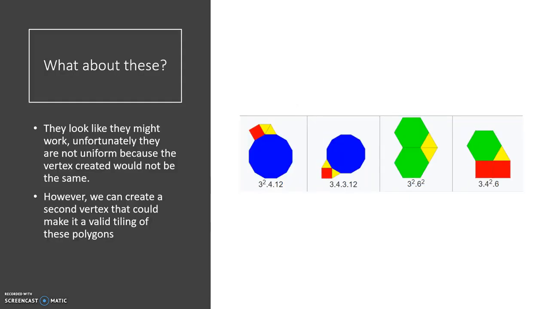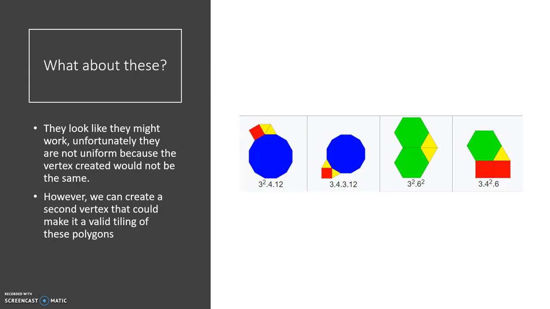All right, now what about these? These look a little bit better. They look like they might actually work. But if you notice, again, if you were to add on to these, what would you put on the other side to create a vertex that's the same everywhere, right? The same arrangement at every vertex. The thing is that we can't. If we do, we're going to get overlap, we're going to get gaps. It just isn't going to work.